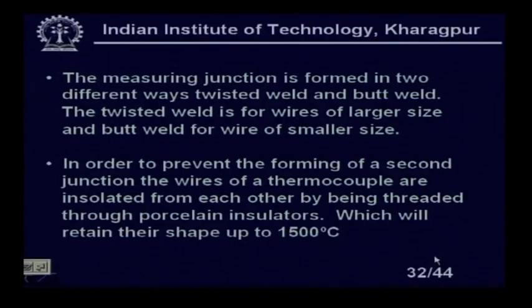In order to prevent the forming of a second junction, the wires of a thermocouple are insulated from each other by being threaded through a porcelain insulator, which will retain its shape up to 1500 degrees centigrade, because two wires might get connected. If they are connected, you will get a second junction, that is undesirable. So, you will pass them through the insulator, which can retain its shape at a temperature of 1500 degrees centigrade.